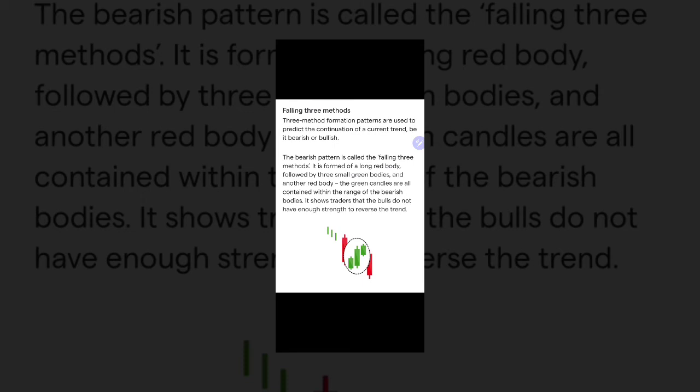Falling three methods, basically. It's a bearish pattern, but then you have a bullish pattern, and then you have some weird, long, gigantic bearish candle that falls right after it. So basically what this is, it just doesn't have enough energy to keep pumping. It tries and it tries and it tries and it just fails.